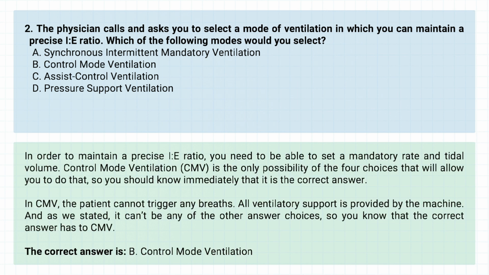Control mode ventilation. In order to maintain a precise I-E ratio, you need to be able to set a mandatory rate and tidal volume. Control mode ventilation is the only possibility of the 4 choices that will allow you to do that. So, you should know immediately that it is the correct answer. In CMV, the patient cannot trigger any breaths. All ventilatory support is provided by the machine. And, as we stated, it can't be any of the other answer choices. So, you know that the correct answer has to be B. Control mode ventilation.